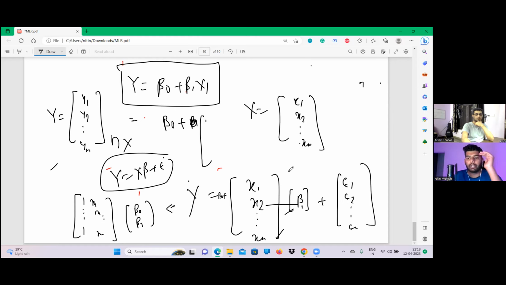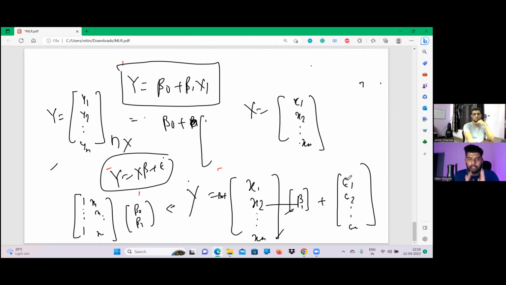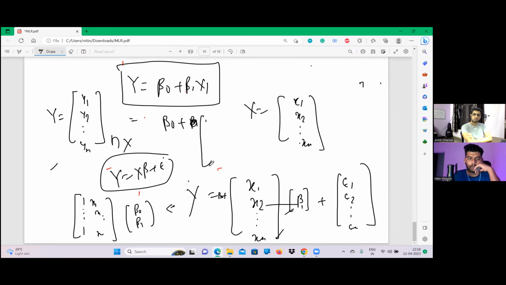So writing it as a vector means that we are trying to concatenate everything in a single matrix, rather than writing different vectors for beta naught, writing different vectors for beta 1 to beta p, and then multiplying and adding them, like we explained in the last slide also. So we just want to concatenate everything in the single matrix.